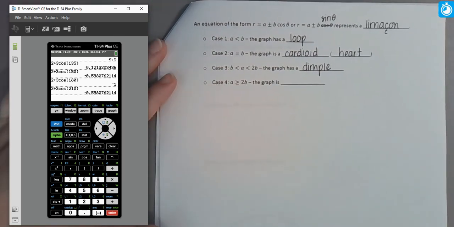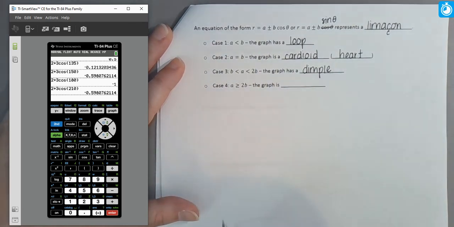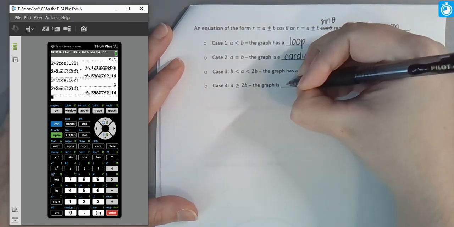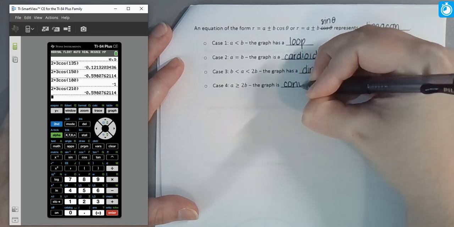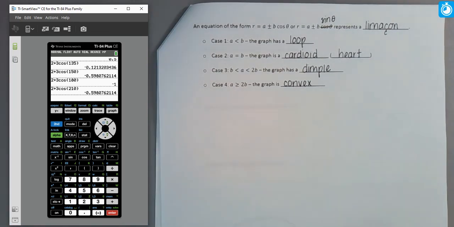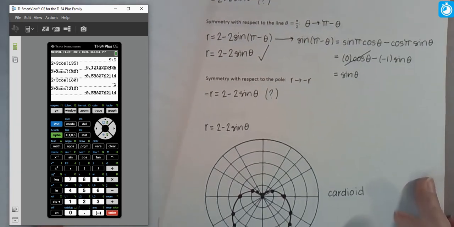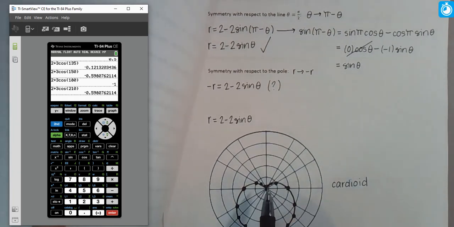And then the other possibility, if A is greater than or equal to 2B, so A is bigger than B and it's more than double the value for B, then we say that the graph is convex. So it's a limaçon, but it is convex. Again, if we were to visualize that from the cardioid, if you imagine taking the point there at the pole, making it a dimple, and you continue to push the dimple outward, you essentially have a flat spot at that particular location.